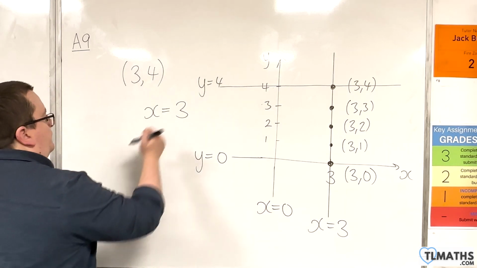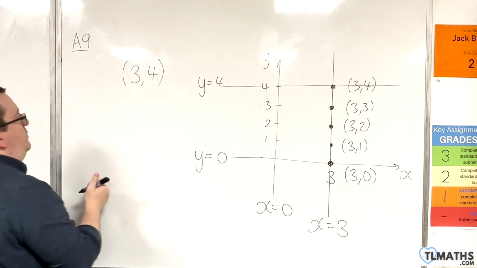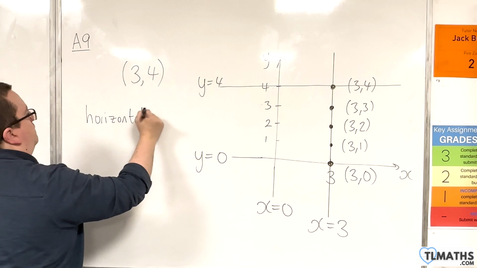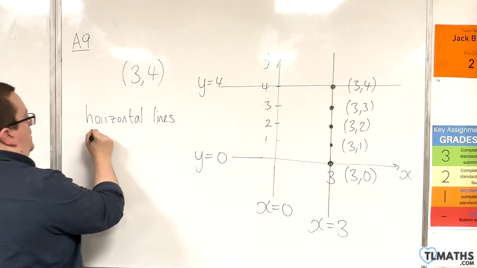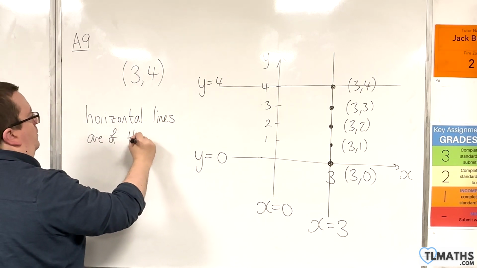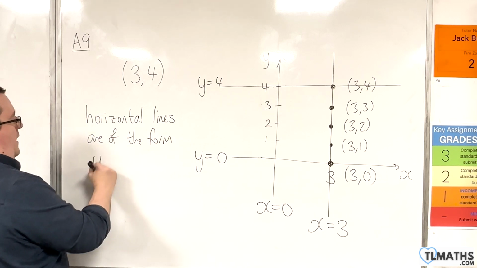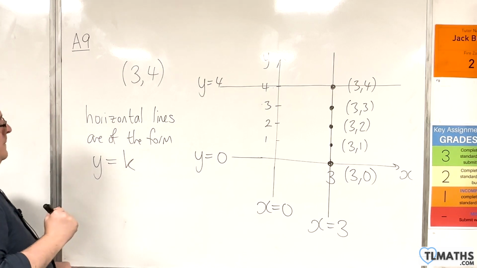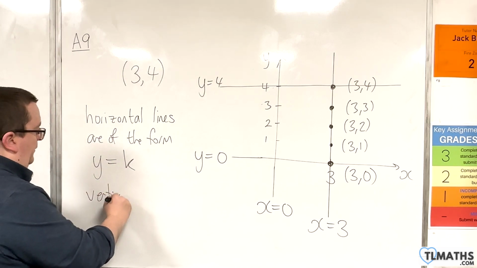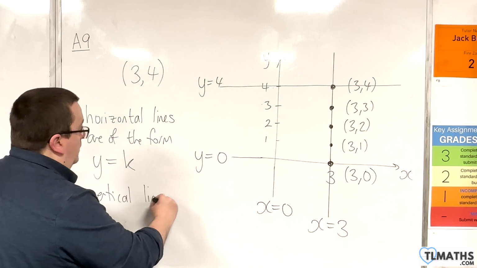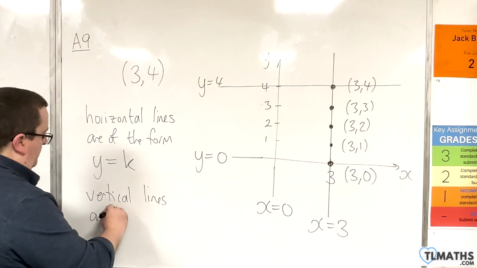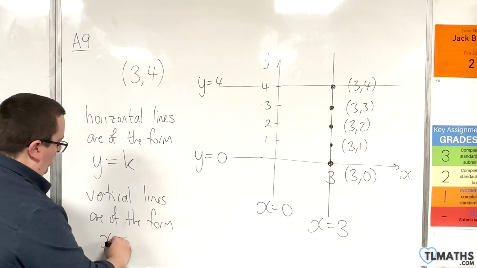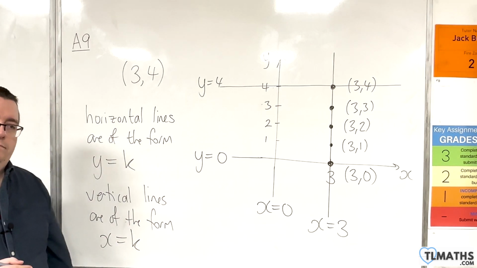So what you need to recall here is that horizontal lines are of the form y equals something. So let's say k. And vertical lines are of the form x equals some number, k.